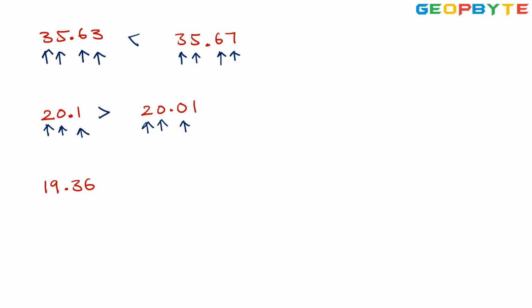Next, 19.36 and one more, 29.36. In this example, we need to compare from the leftmost digit. The leftmost digit in the first number is 1. Which position is it in? The 10's position. And in the second number, the 10's position digit is 2. Comparing 1 and 2, 1 is less than 2. So we can write 19.36 is less than 29.36, which means 29.36 is greater.